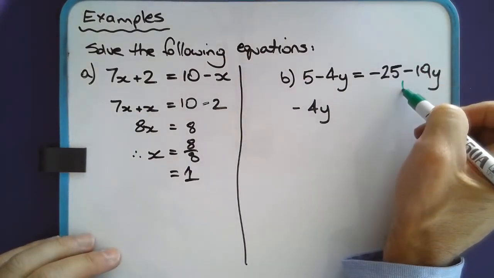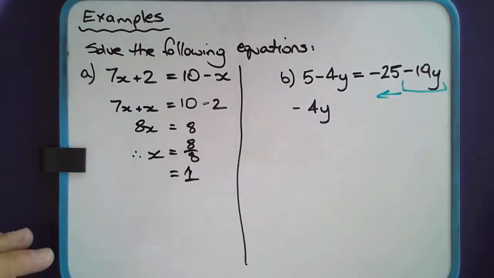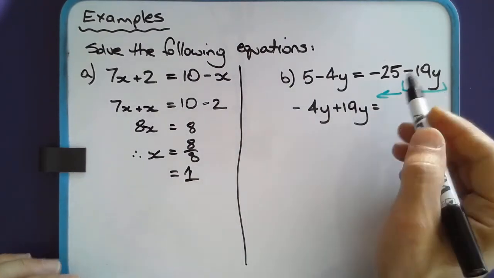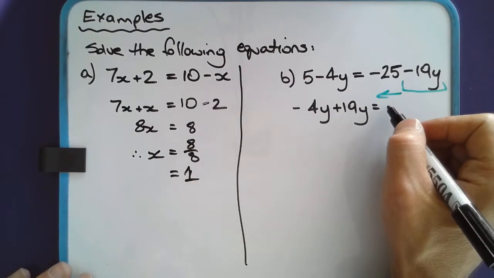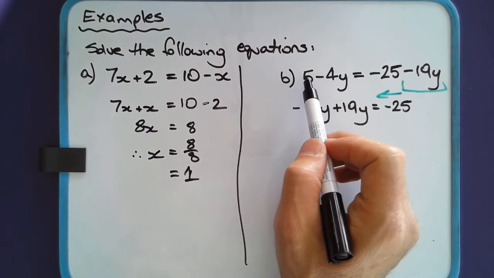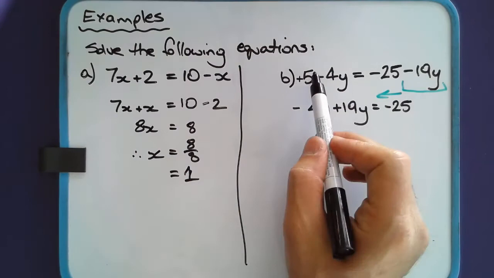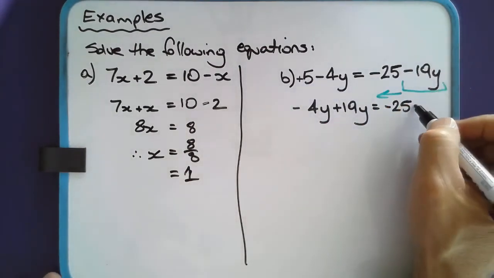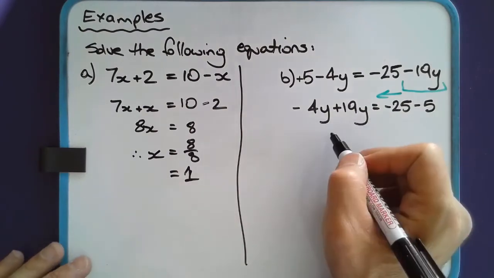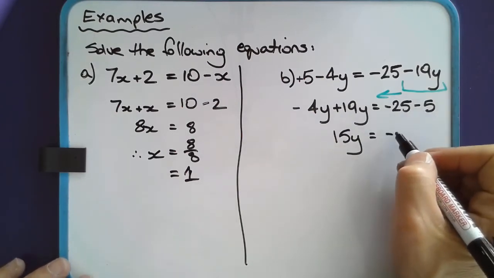This term here needs to move over to the left-hand side. So negative 19y, when it moves over, becomes positive 19y. Now the negative 25 is already in the right place, so that can stay where it is. We have a 5. If there's no sign to the left of the 5, we assume the 5 to be a positive. So when the positive 5 moves over, it becomes a negative, of course. So negative 4y plus 19y is going to be 15y. And negative 25 minus 5 is going to be negative 30.